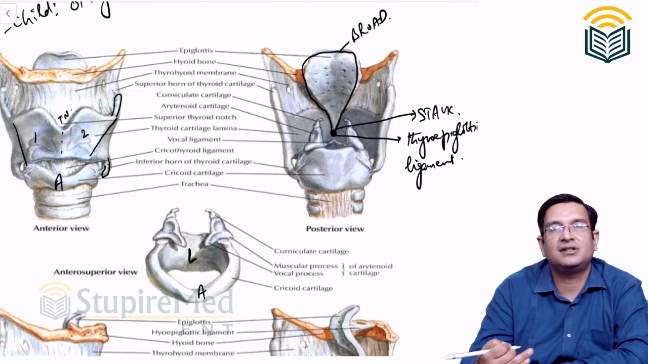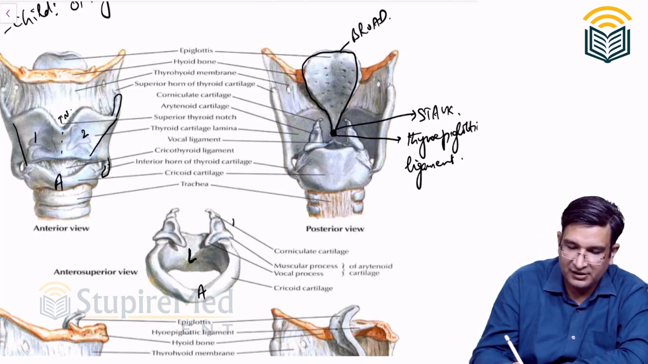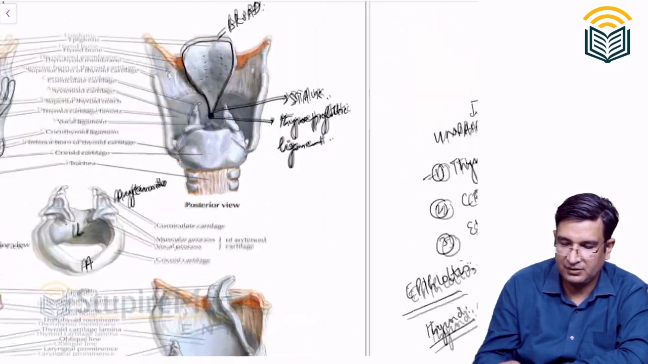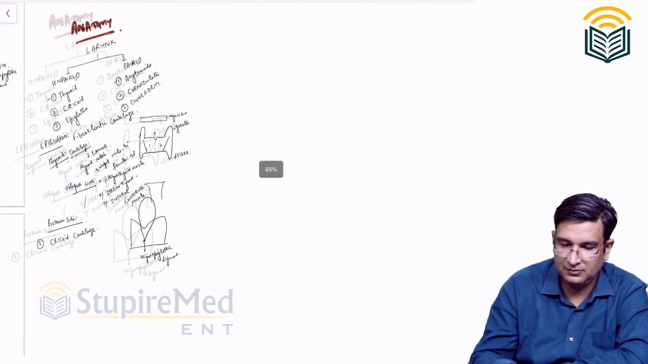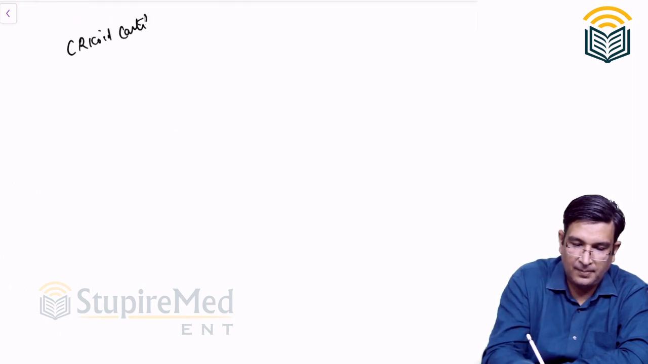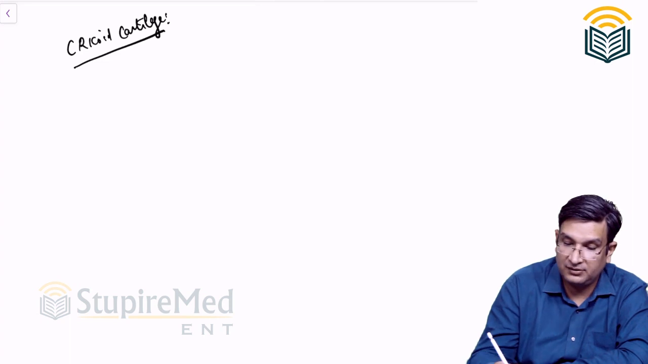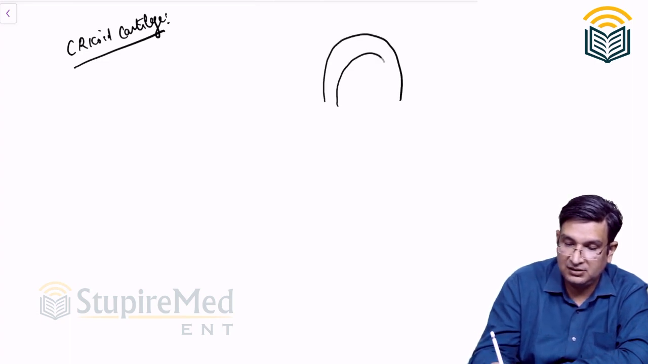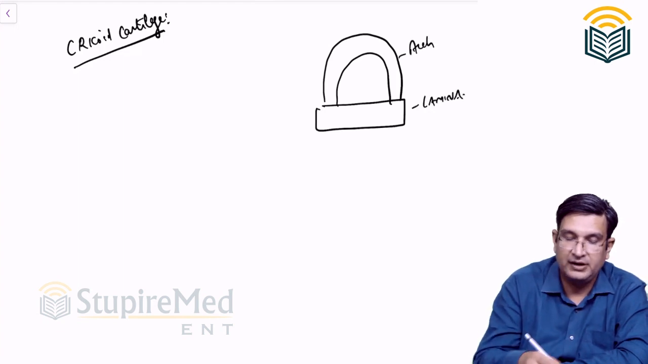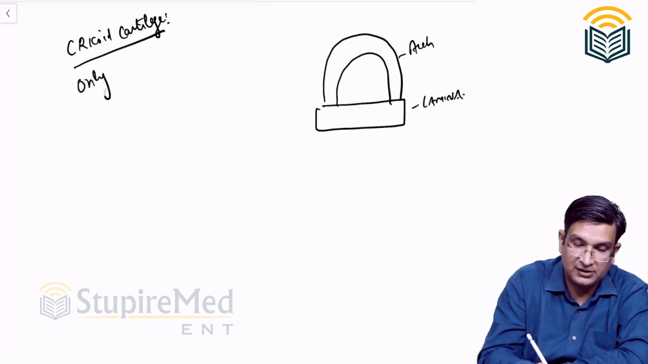Over the lamina of the cricoid cartilage, there lie the arytenoids. Arytenoids lie over the lamina of the cricoid cartilage. So the cricoid cartilage has two parts. One is the arch, which is the anterior part, and the posterior part is the lamina. And it's the only complete cartilage of the larynx.